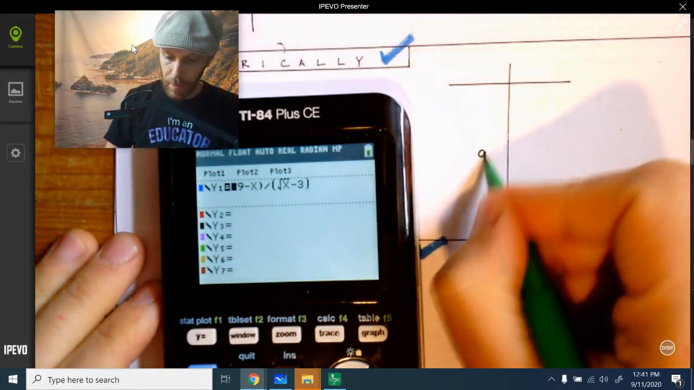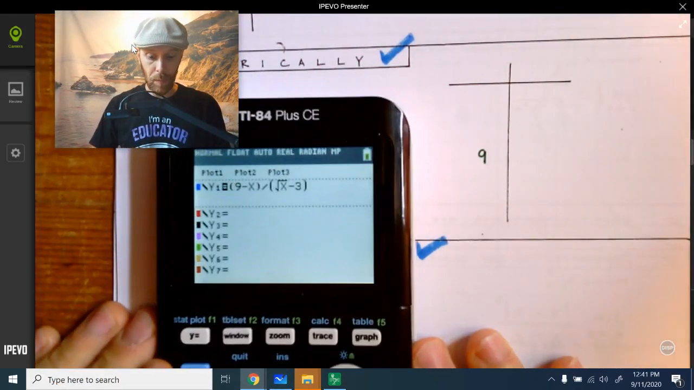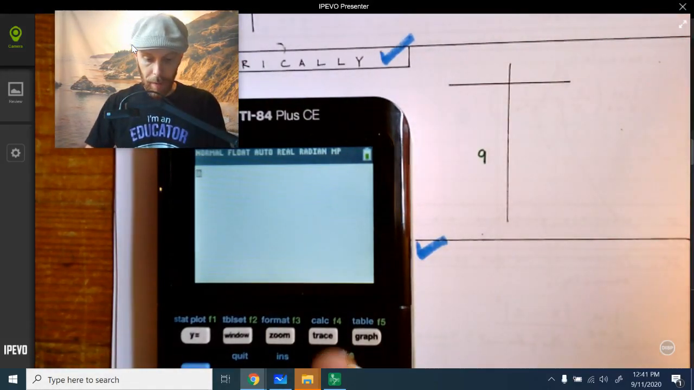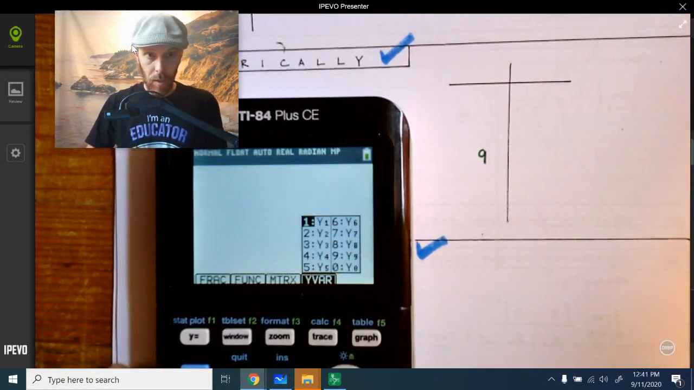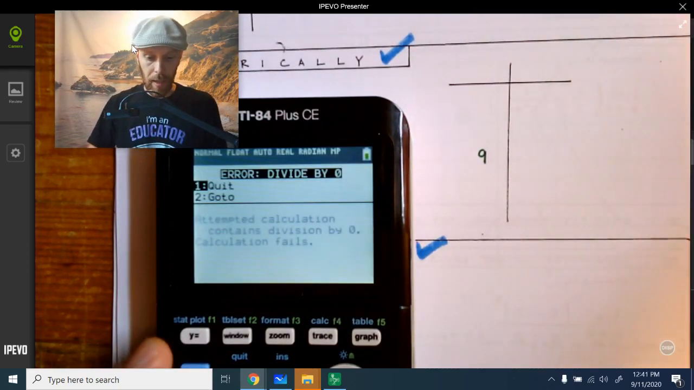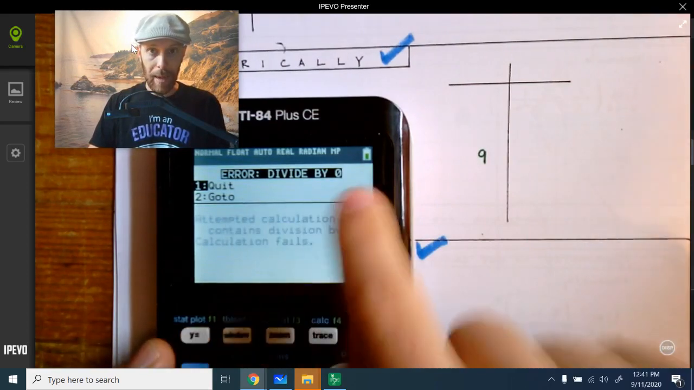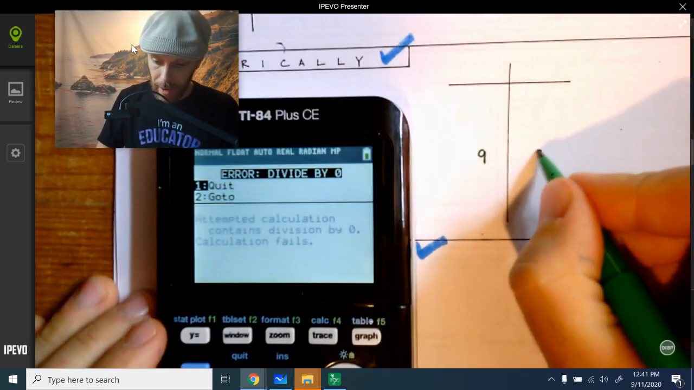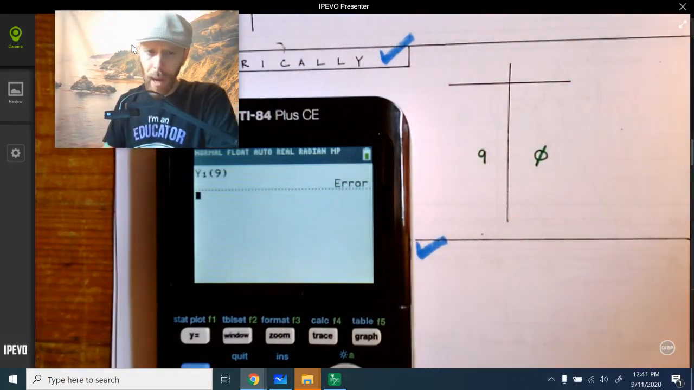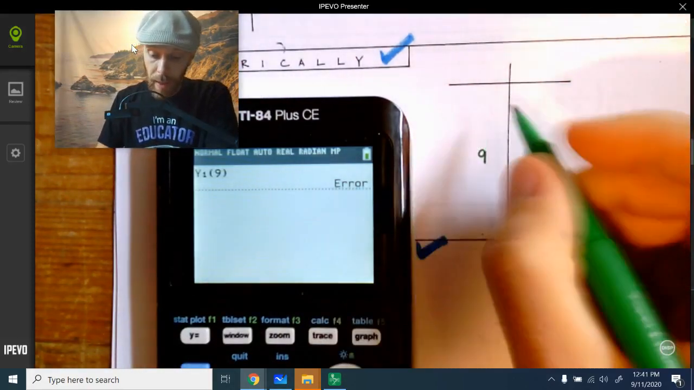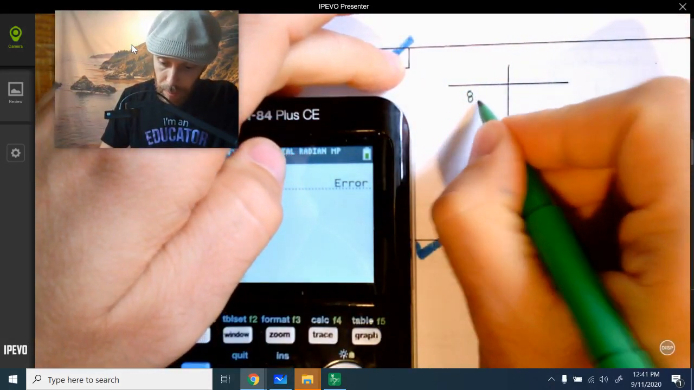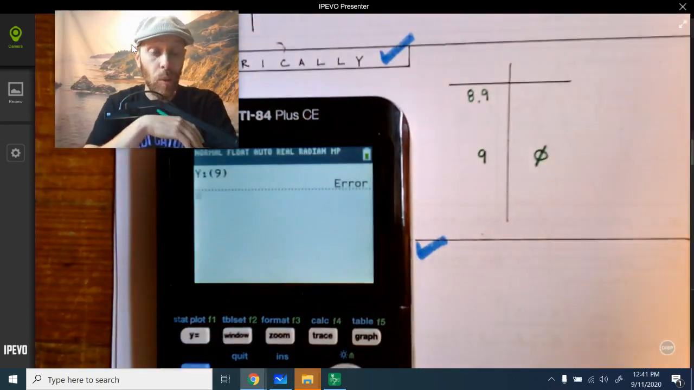Now, what do you think is going to happen if we actually type 9 in? One way we can do that is we can go alpha trace y1 of 9. And it's going to tell me error, dividing by 0. So that tells us that at 9, this function must be undefined. So what I'm going to do is pick some values that are in a neighborhood of 9. Maybe I'll start with 8.9. It's a nickel away.